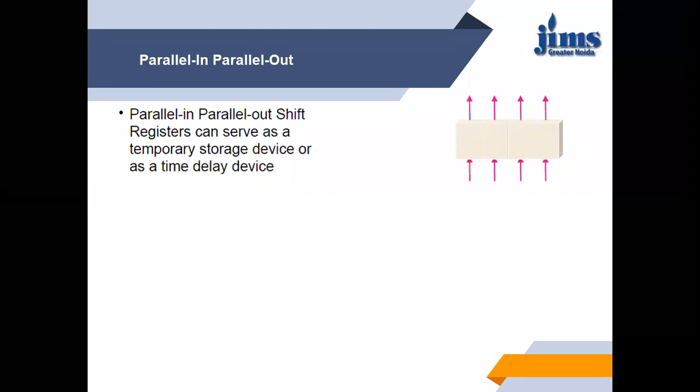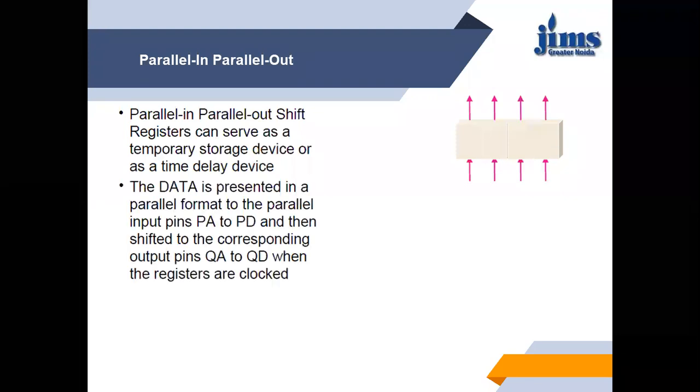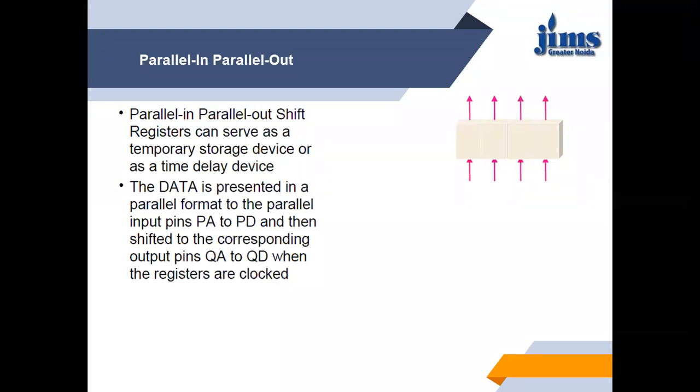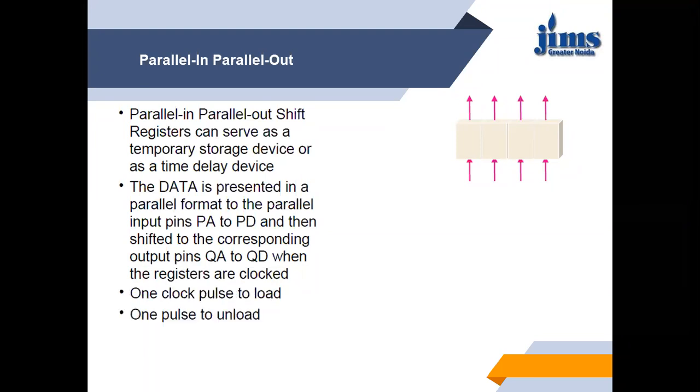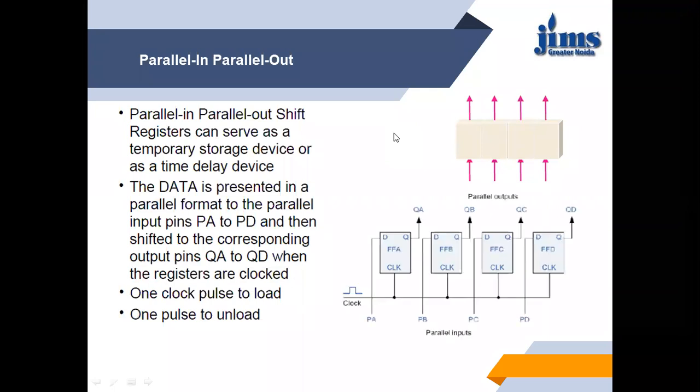Data is loaded parallelly and data is fetched parallelly. Data is presented in a parallel format to the parallel input pins PA to PD, that is A, B, C, D. These are the 4 inputs. Then it is shifted to the corresponding output pins QA to QD. So QA, QB, QC, and QD are the 4 outputs when the register is clocked. One clock pulse is required to load the data and one clock pulse is required to unload the data. Comparatively, it requires only 2 clock pulses to load and unload the data. Hence, the speed of the PIPO shift register is very fast.